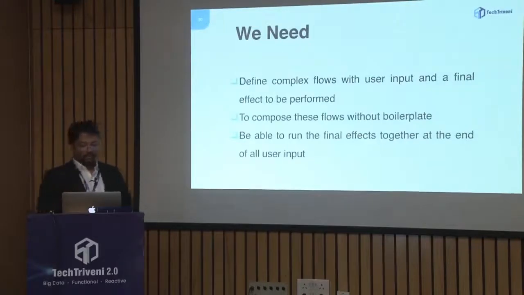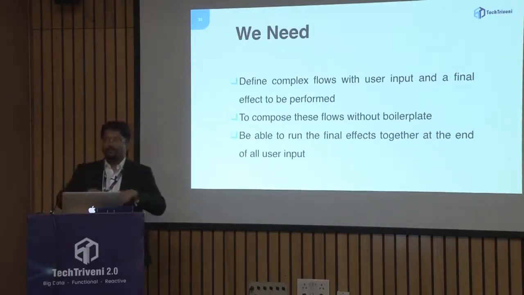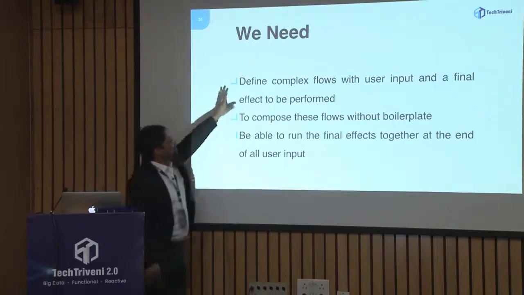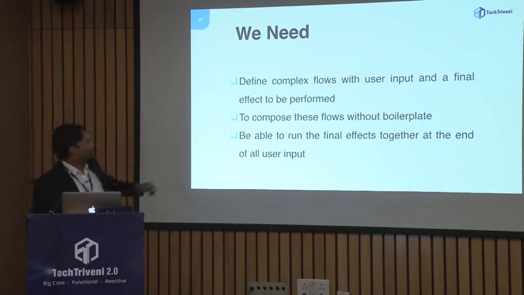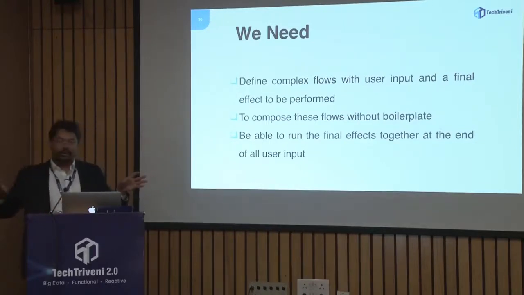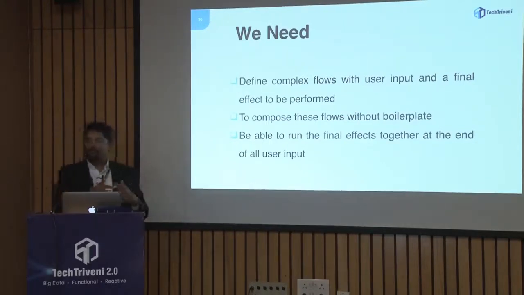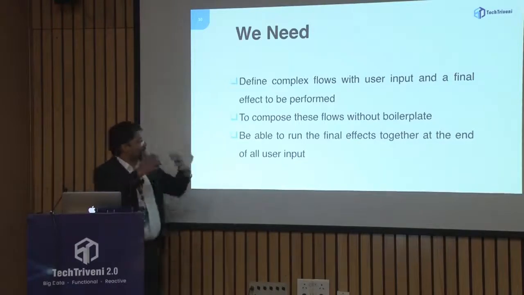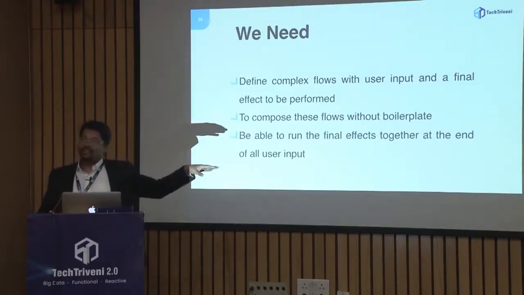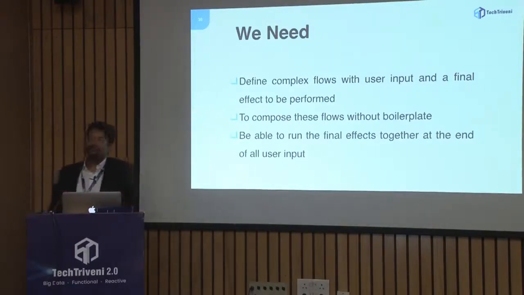So how do we do it? We want something very, like a pony, right? We want to be able to define complex flows with some user input and some effects, but we want to define them separately, right? We want to be able to compose these flows, but without any boilerplate. We don't want to do a lot of negotiation around that. And then we want to be able to put these things together and have the functionality we desire, which is asking questions first and then having effects later.